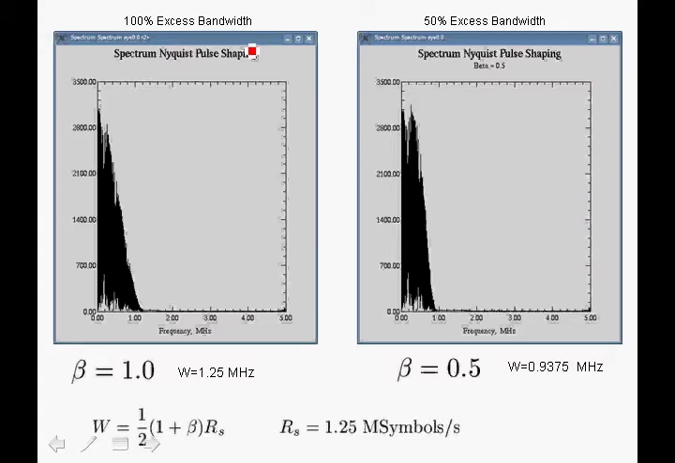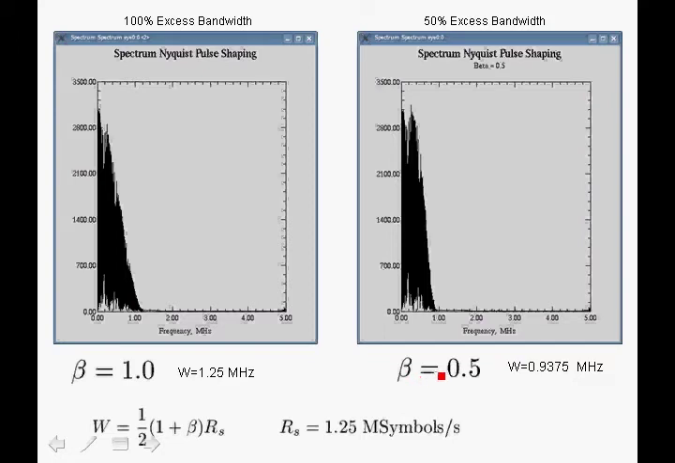Here are the results of the actual simulation of a baseband digital communication system with Nyquist pulse shaping. Here we show the case where we have 100% excess bandwidth, and we have random ones and zeros that are mapped to impulses plus and minus 1 that are then input to the pulse shaping filter and transmitted through the channel. In the case of beta equals 1, the required bandwidth is 1.25 megahertz, as shown over here, where we have the frequency in megahertz. So at this point we have 1 megahertz, and over here we have 1.25. That's the bandwidth required for the case where we use 100% excess bandwidth.